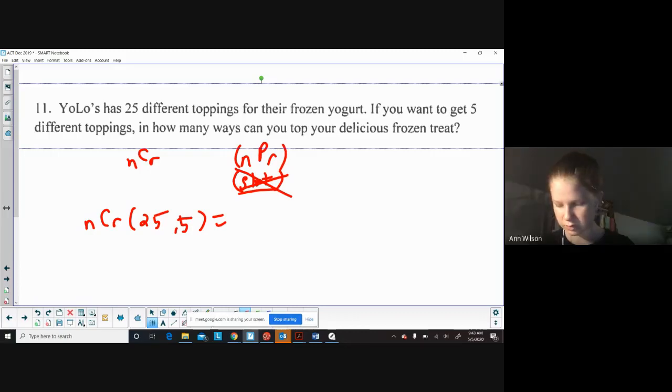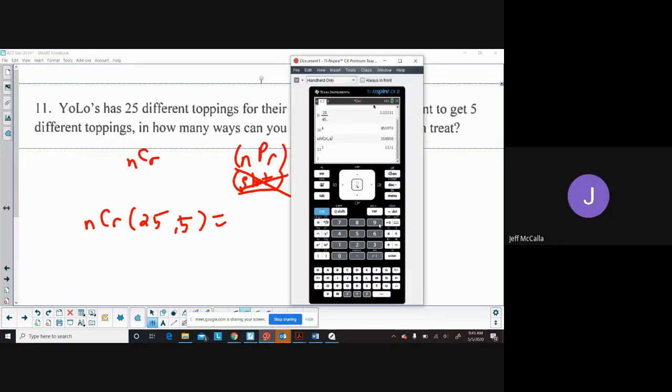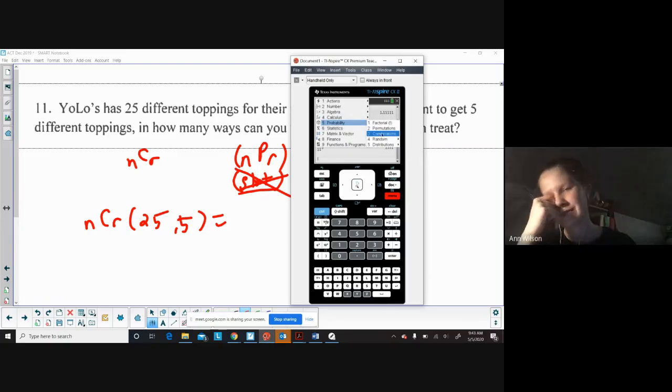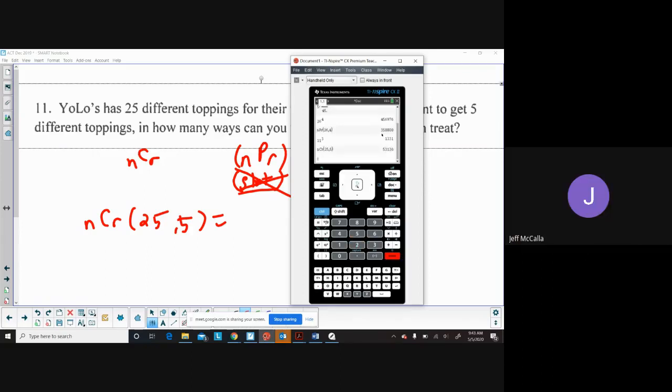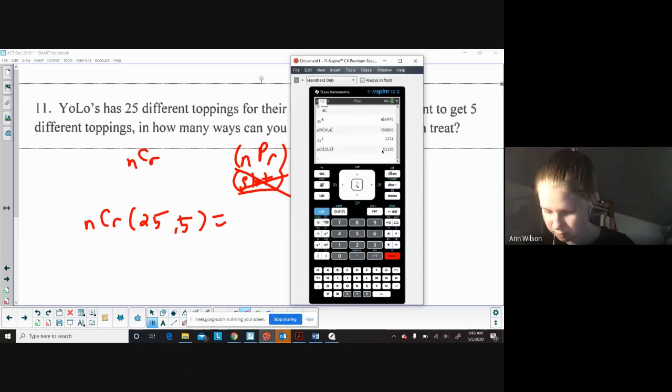So when I was doing that problem, I did menu 5, 2, 25, 5. So menu 5, 2 permutations. It should be combination. Okay, and then 25, 5. Yeah. Okay. Thank you.